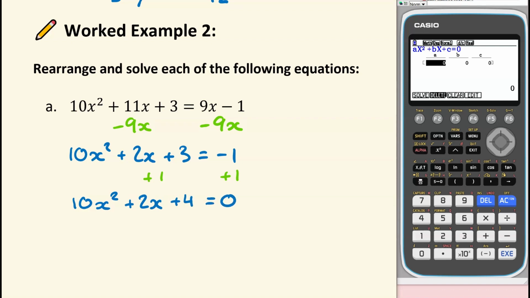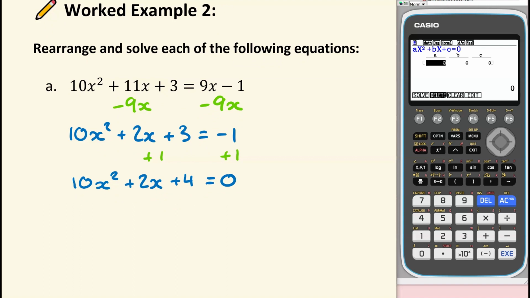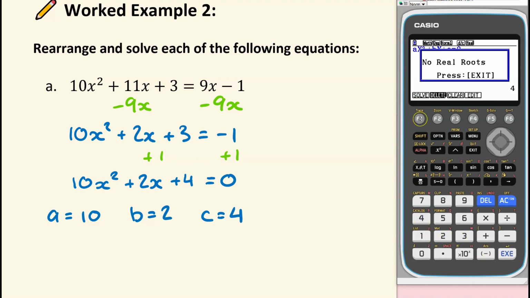0. Now that we are in our general form, we can go ahead and identify our a value of 10, our b value of 2, and our c value of 4. Let's go over to our graphics calculator and type those three values in. Press solve. And we can see that this particular equation actually has no real roots. So that means that therefore there is no solution.